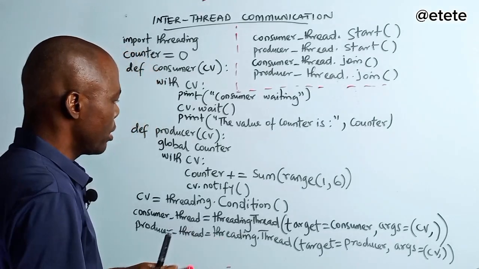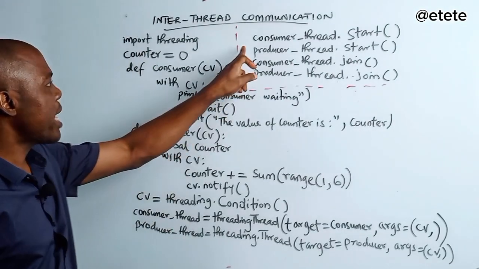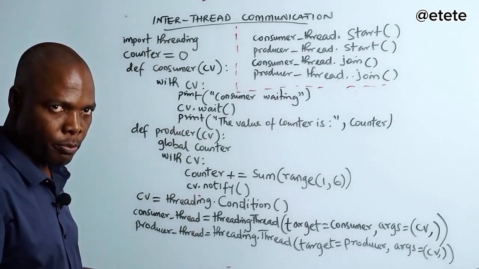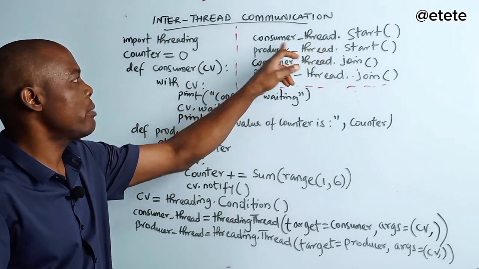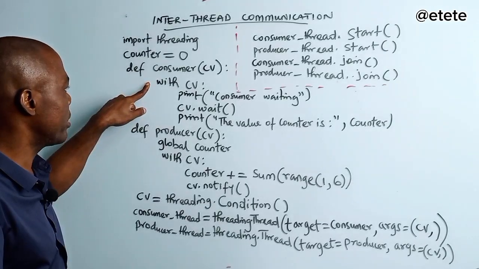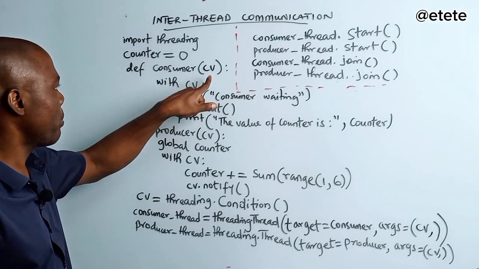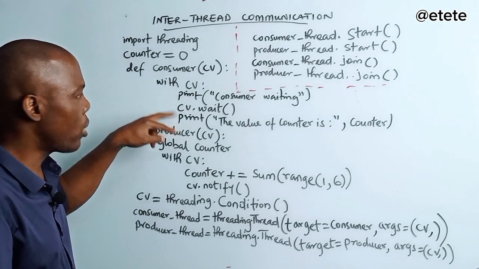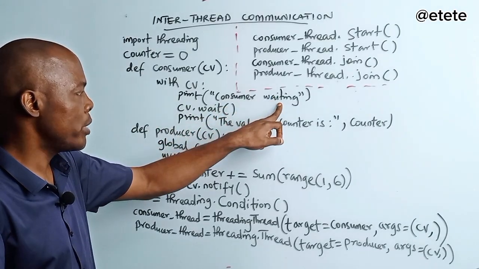So this is my script. What will happen? The moment I start this, the main thread will start the process. When it gets to this place, the main thread will start this consumer thread. So control will come to this consumer thread here, with this CV supplied to it. With CV, meaning obtaining the lock, it will go in and print consumer waiting.